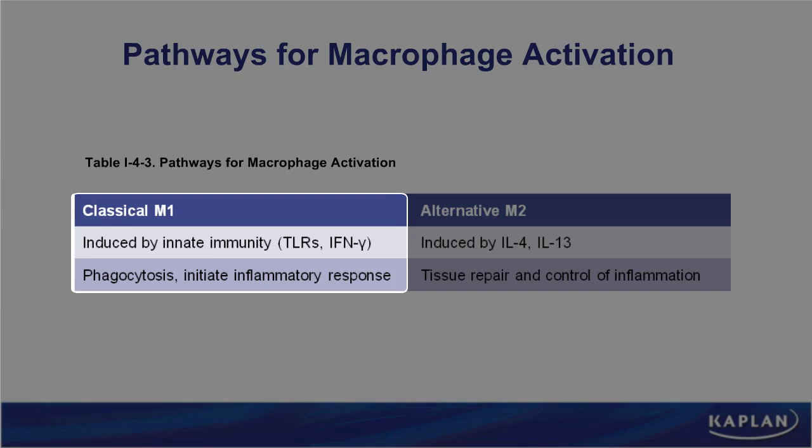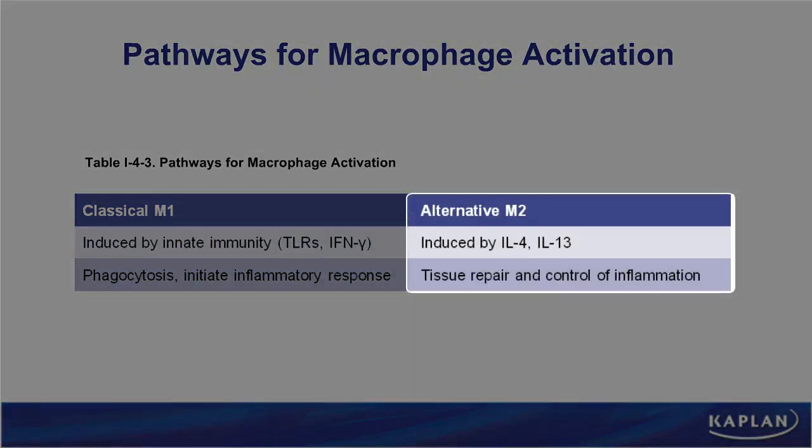We are also going to talk about macrophages as far as helping us with an adaptive immune response, as they also are one of our antigen presenting cells. The alternate macrophage pathway for activation are the M2 macrophages. They are induced by different cytokines such as IL-4 and IL-13, and their main role is going to be to help in tissue repair and controlling the inflammatory response.